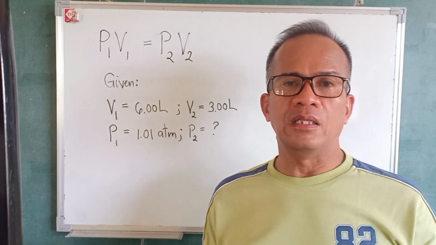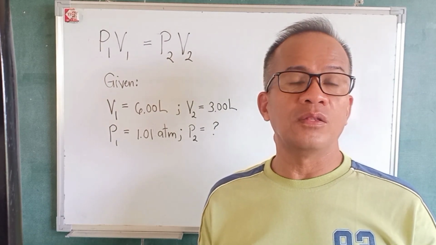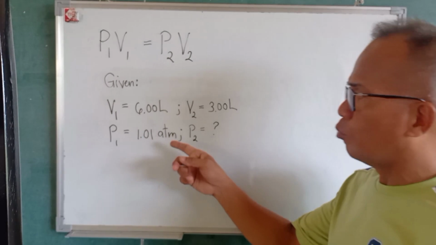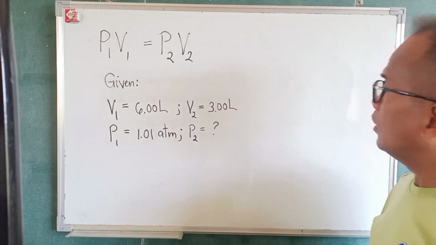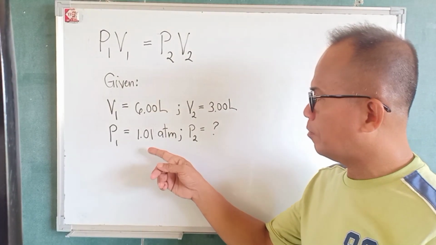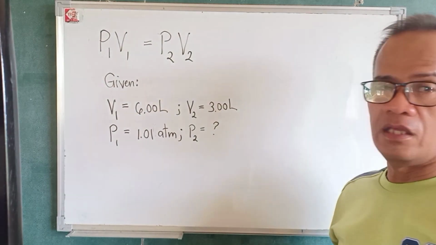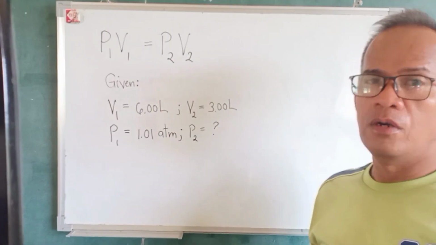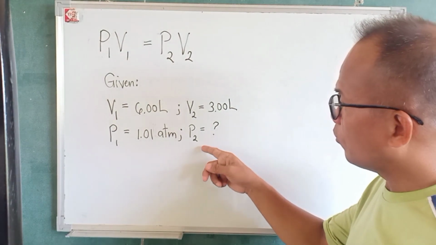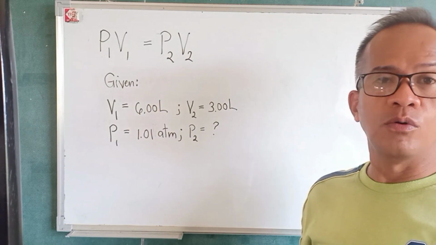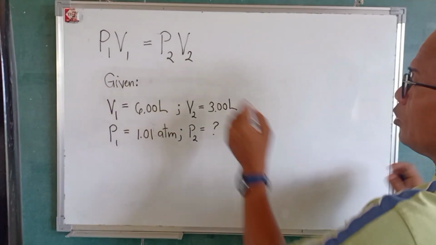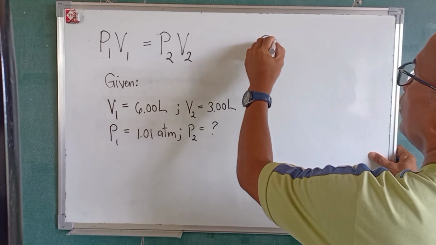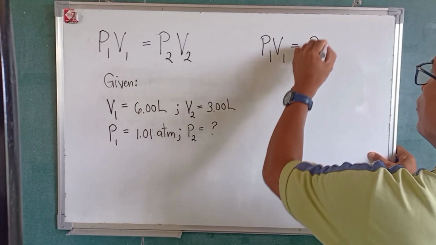To solve a worded problem in gas law, the first thing you need to do is to find what are the given. Now, in our worded problem, here are the given. We have volume 1, which is 6.0 liters, volume 2, 3.0 liters, pressure 1, which is 1.01 atm, and pressure 2 is the unknown. After identifying the unknown, we need to identify what formula we are going to use. Since we are looking for P2, we get the formula for pressure 2 by manipulating the general formula, which is P1 V1 equals P2 V2.